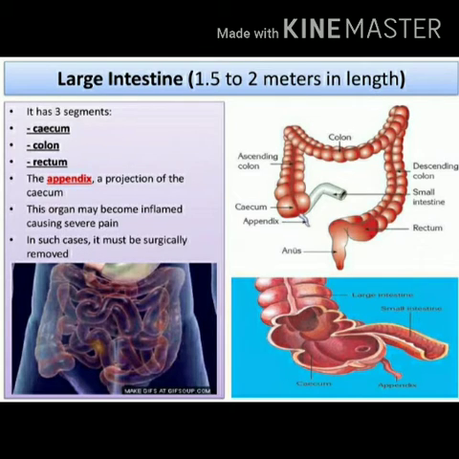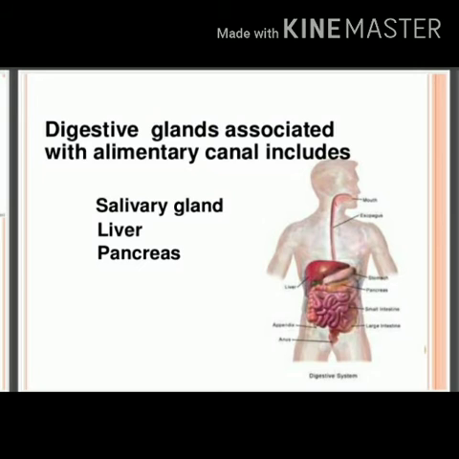Okay, so next is the colon part. The colon is divided into four parts: ascending, transverse, descending and sigmoid colon. Okay, so next is the rectum. It is about 20 centimeter long tube that opens exteriorly through the anus. All undigested food is eliminated from the body through the rectum or the anus part, which is guarded by anal sphincter muscles. So the last process, egestion, occurs through the large intestine.